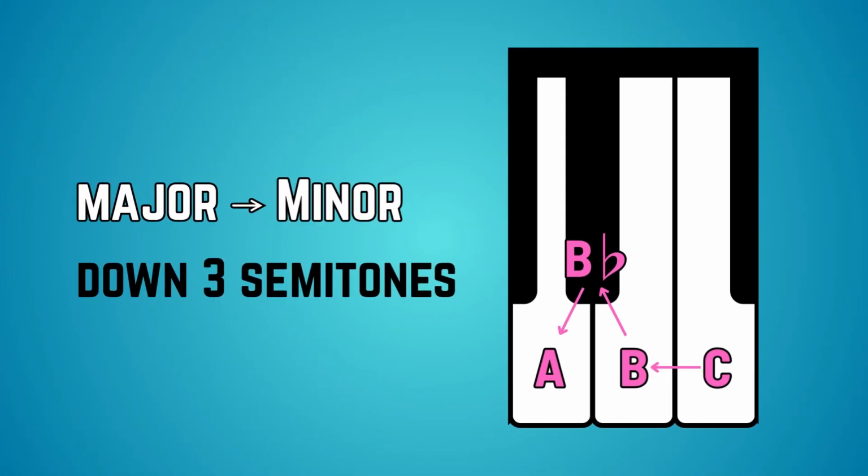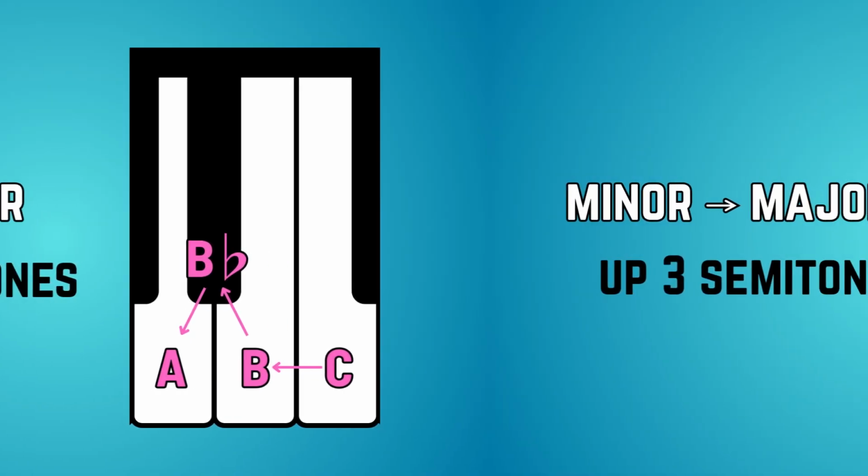You can also find the relative minor by moving down 3 semitones from the major tonic. Beginning on C, C down to B is 1 semitone. B down to B flat is 2. B flat down to A is 3. So, C major's relative minor is A minor.